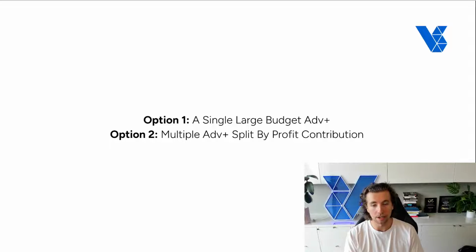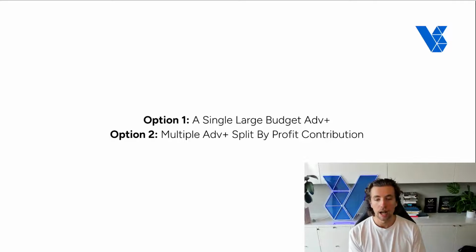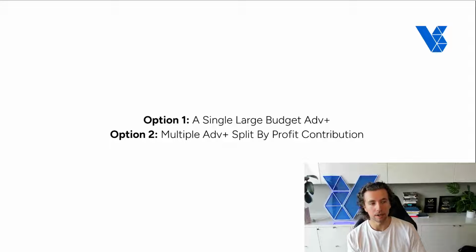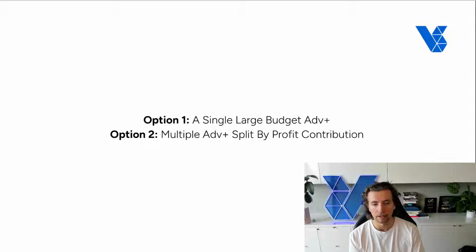large budget Advantage Plus campaign, which I'm going to dive into in more detail. Or option number two is to have multiple different Advantage Plus campaigns that are split by profit contribution at a product level. Now you can get this one very, very wrong. And so I'm going to go into a few different scenarios in which you should be doing it and shouldn't be applying that particular strategy.